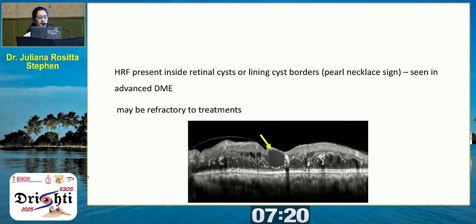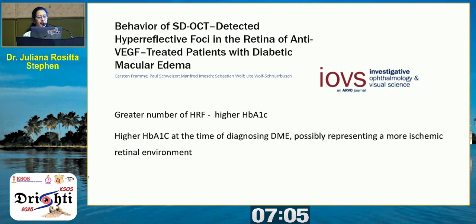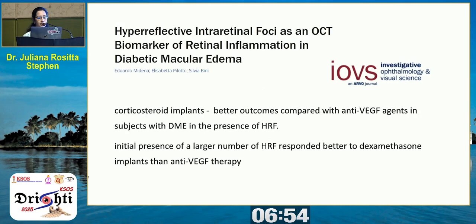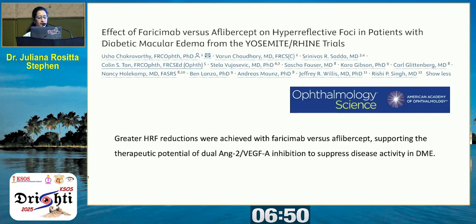HRF present inside the retinal cyst or lining the cyst borders is termed as pearl necklace sign. Such a sign is seen in advanced DME, and patients with such a sign may be refractory to treatments. Greater number of HRF is present in patients with higher HbA1c levels, which reflects a more ischemic retinal environment. And such patients respond better with corticosteroid implants.